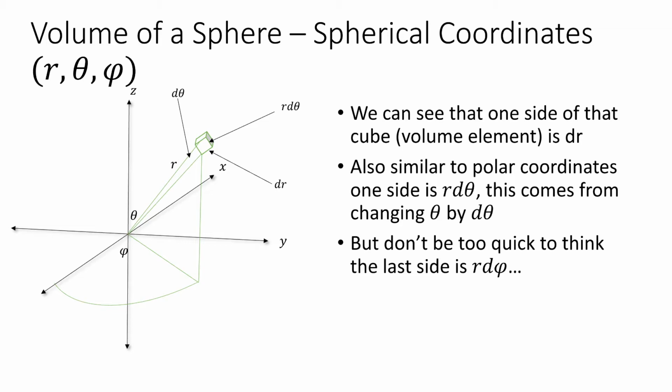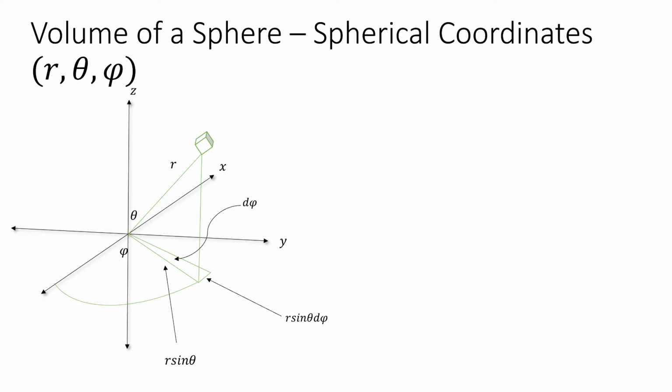Don't be too quick to say it's r d phi. We're going to go through and really try to figure out where this comes from. So, if we have our object here, and the hypotenuse of that triangle, as seen, is r, it would have a base that would be r sine of theta. And it would have height r cosine theta. And the last side, if we can figure it out, is r sine theta d phi.